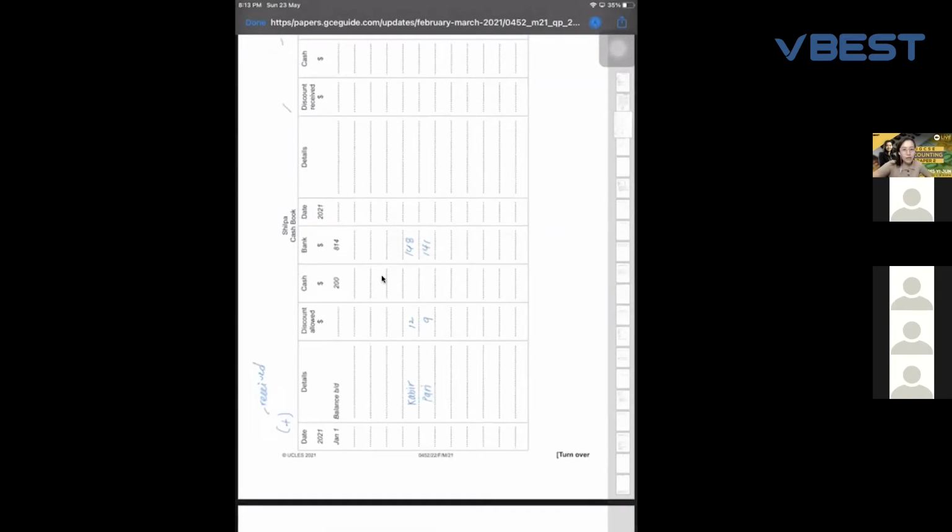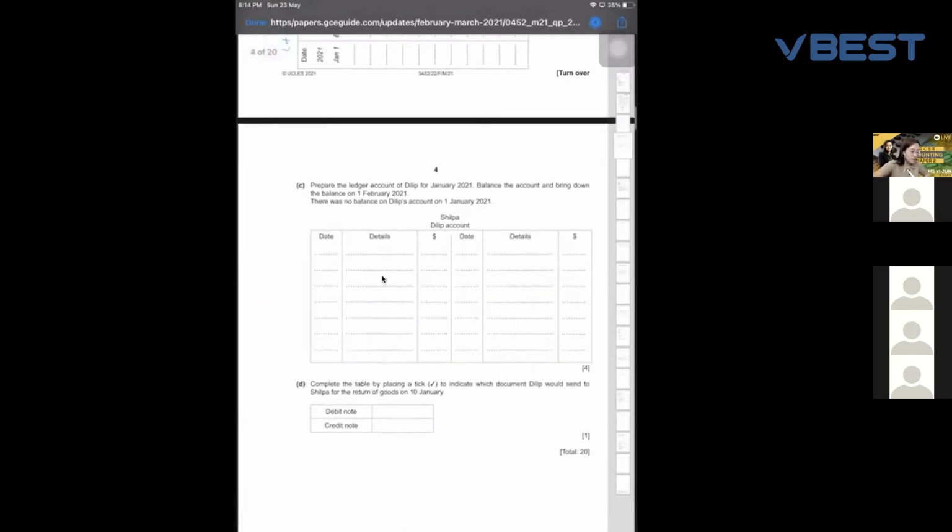I'm going to go fast because I have another revision tips notes that I want to go through with you guys. Now this one, sometimes students still get confused. They don't know, who am I? Whose account am I doing it for? So over here you must always remember the name on top is actually you. You must understand who Dilip is to you.